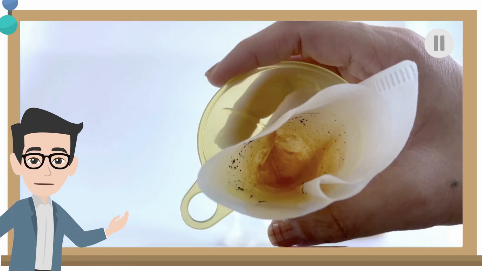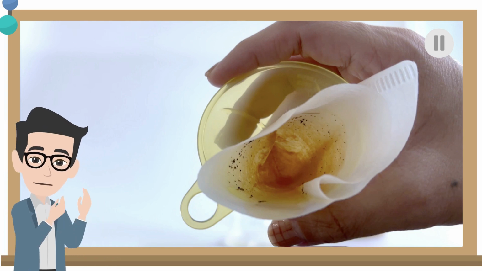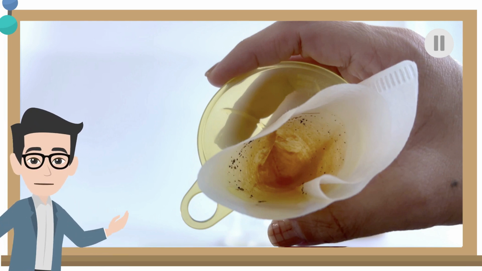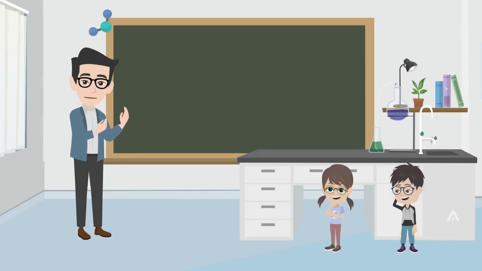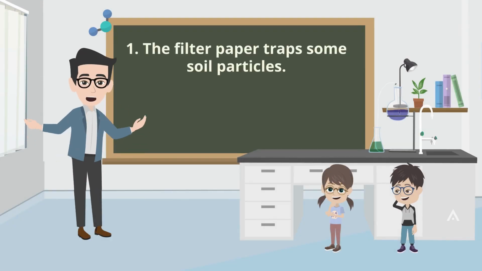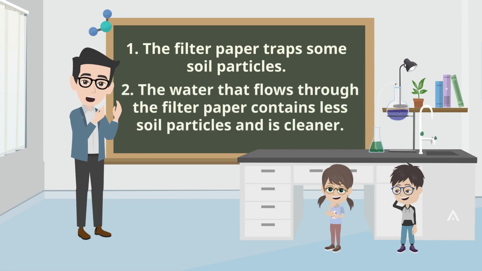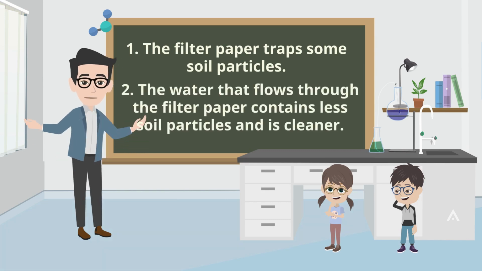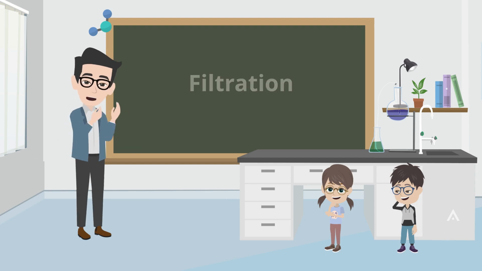Pause and observe the filter paper. What can you observe on the filter paper? There are also some soil particles left on the filter paper. Yes, that's right. The filter paper has trapped some soil particles from the muddy water. Hence the water that flows through it contains less soil particles and is much cleaner than the muddy water in the beaker. This method is known as filtration.